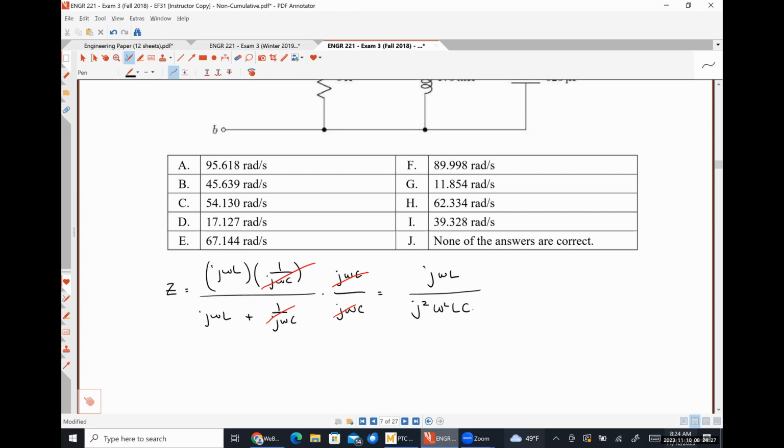If I want this to look like an open circuit, that means, plus one. What's J squared? Negative one, right? So this is going to look like J omega L divided by one minus omega squared LC. All right, so to make this combination look like an open circuit, that means my denominator needs to be zero so that my numerator will be infinitely larger than my denominator, right? So I need one minus omega squared LC to be equal to zero, which happens when omega is equal to 1 over the square root of LC. And then I would plug those numbers in and get a result.